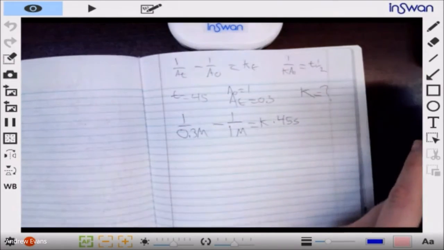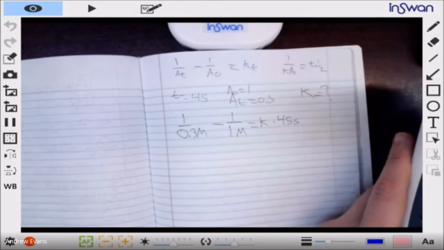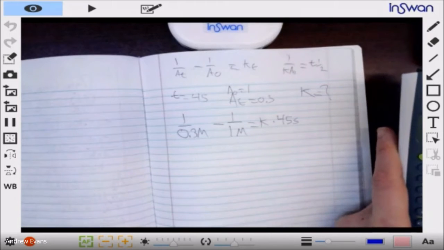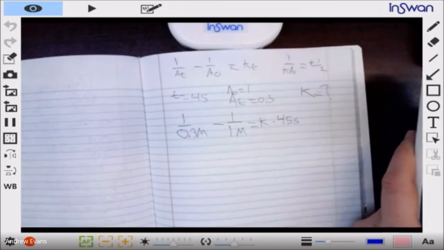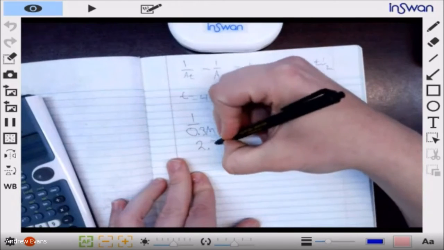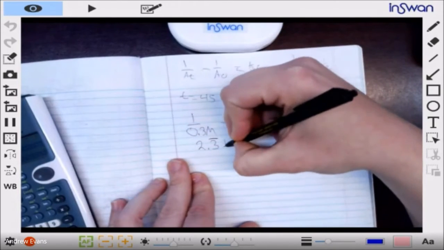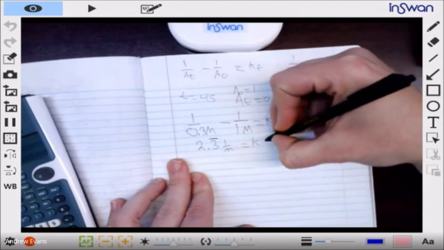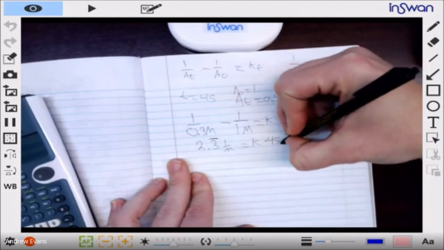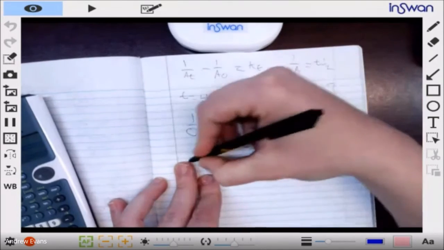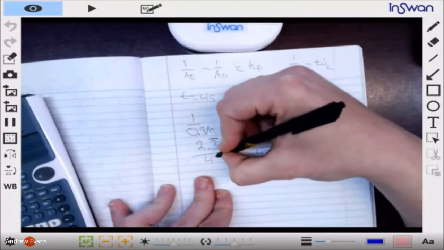So 1 over 0.3 is 3.3 repeating minus 1 over 1, which is 1. So far I'm getting 2.3 repeating equals K times 45 seconds. So I'm going to take that number, divide by 45 seconds to get my K.